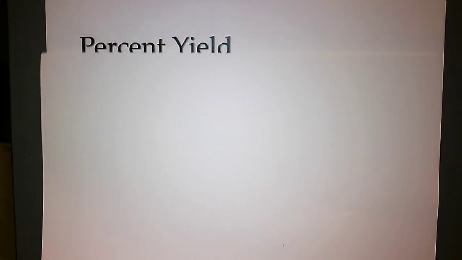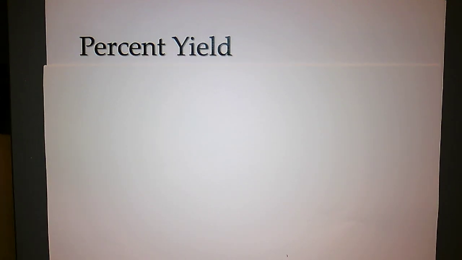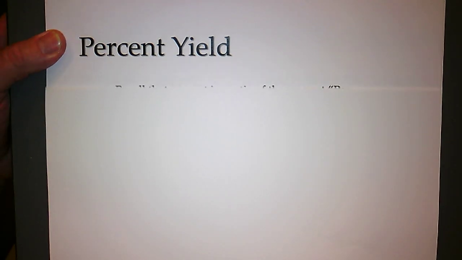All right, we are still dealing with stoichiometry, or the quantitative relationship between things in a chemical reaction. The first concept we're going to deal with today is called percent yield. Okay? All right, this first page, you do not need to write stuff down for this first page. These are things to think about or talk about.